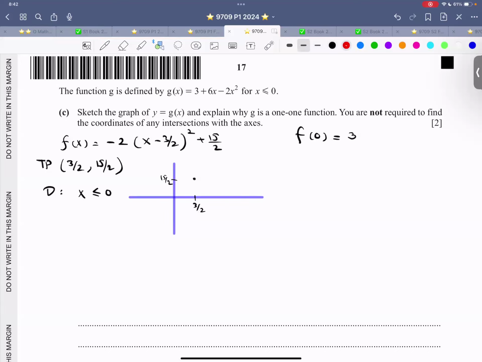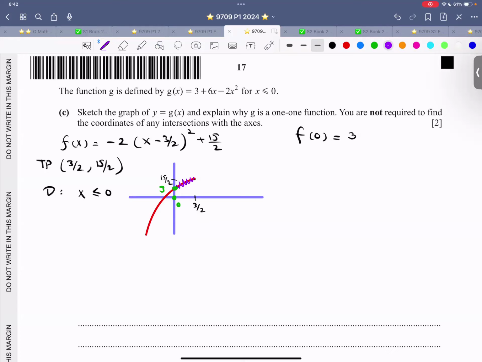Let me show you where we are drawing it from. So the graph is going like this, but we are drawing from this point, which is 3. Got the idea? And this is 0. So just ignore this part, just cancel it.